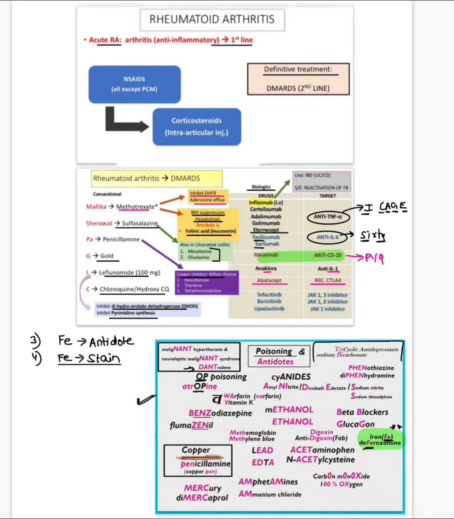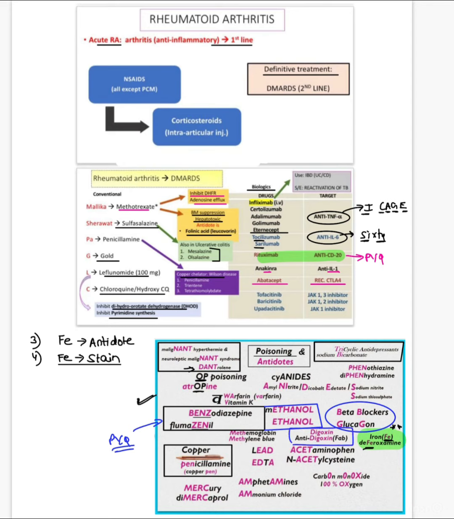Then tricyclic antidepressant, guys, that is sodium bicarbonate. This question is so many times repeated, guys, I cannot stress enough. This is again a PYQ. Benzodiazepine, that is your flumazenil, guys. Methanol, that is your ethanol, guys. Okay, then beta blockers, guys, that is glucagon, again PYQ, guys.